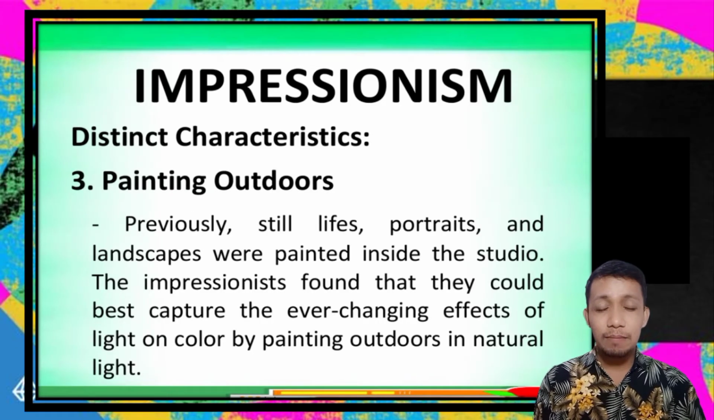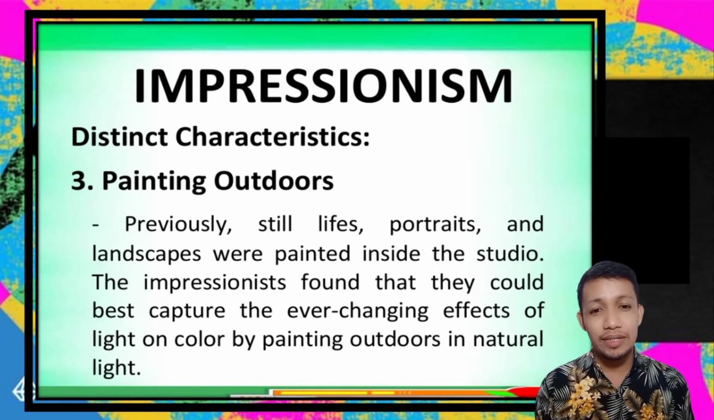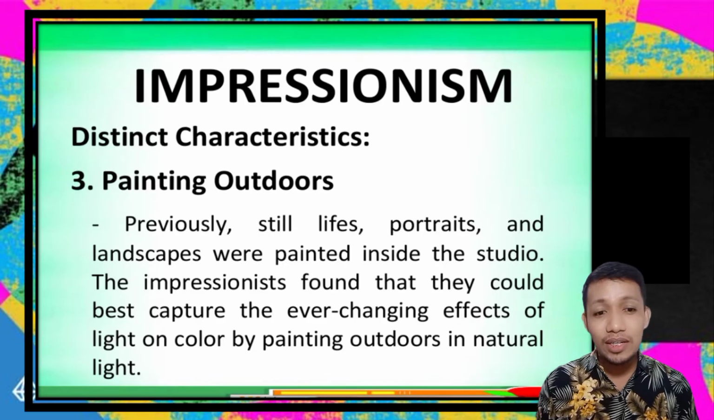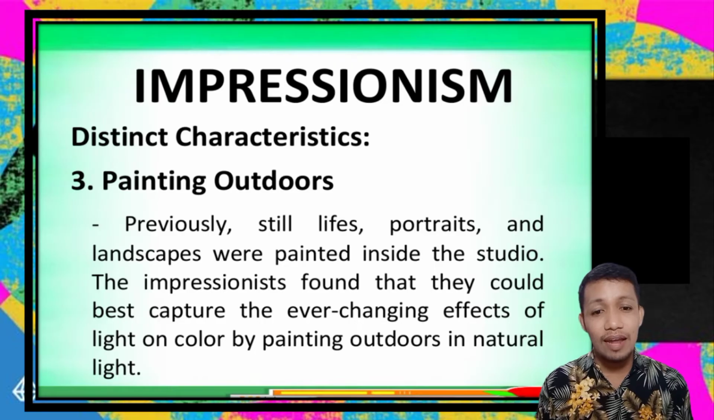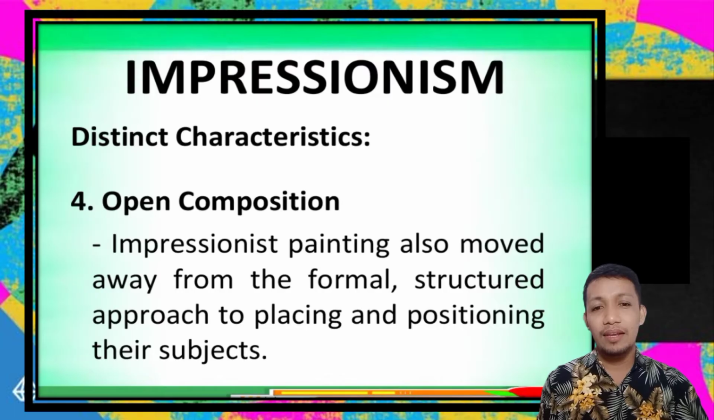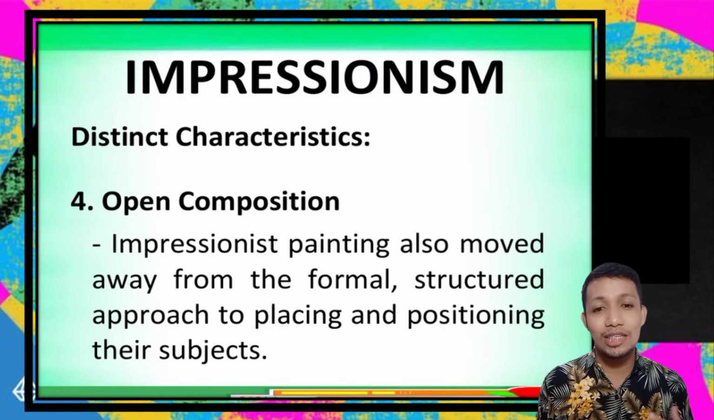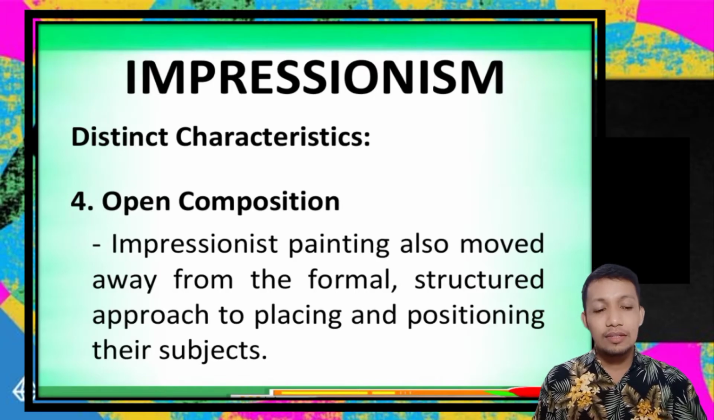Impressionism introduces painting outdoors. Previously, still lifes, portraits, and landscapes were painted inside the studio. The Impressionists found that they could best capture the ever-changing effects of light on color by painting outdoors in natural light. And in terms of composition, this is open. Impressionist painting also moved away from the formal, structured approach to placing and positioning their subjects. So those are the characteristics of Impressionism.